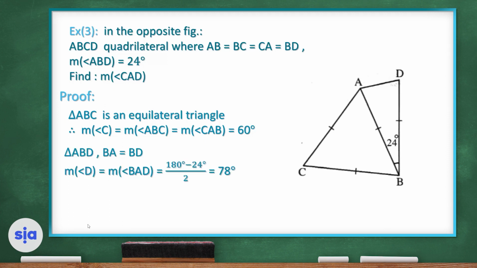So if we move on to the other triangle, which is triangle ABD, and we see that BA is equal to BD, then the measure of angle A is equal to the measure of angle BAD, which is equal to 180 minus 24, the result divided by 2. So each of these two angles is equal to 78 degrees. After that, the question wants me to find the measure of angle CAD. So the measure of angle CAD is 60 plus 78, which is 138 degrees.